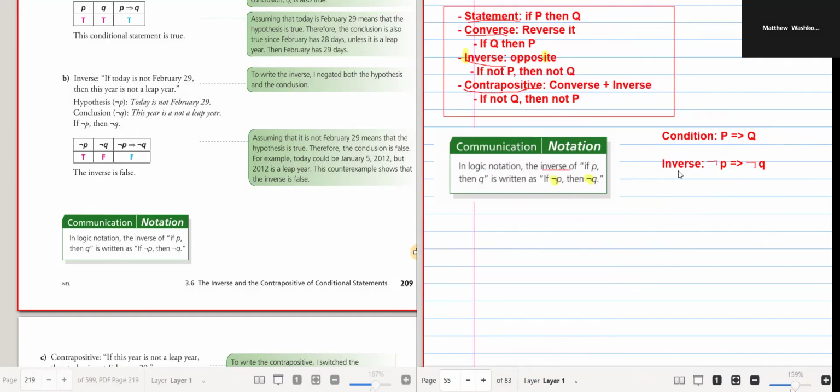So what would the contrapositive be then? Actually, before I even go into that, the converse here would be Q leads to P. So what is the contrapositive? How do I find the contrapositive? I do the inverse to the converse, or I converse the inverse, right? So I'm going to inverse the converse in this case, right? Which would be the inverse of Q leads to the inverse of P.